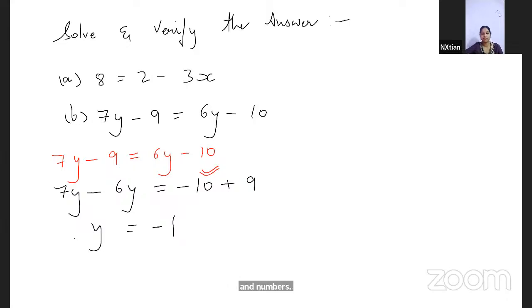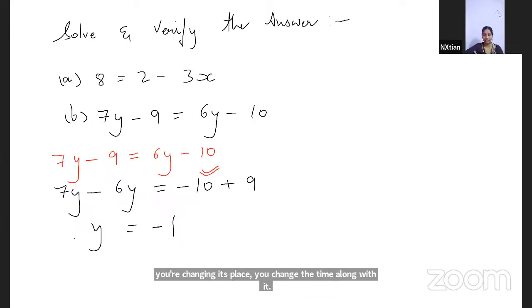Ma'am, how did minus 9 become plus 9? And why did 6y become minus 6y? Like I said, when you are taking one number or a term to the other side of the equals sign, when you're changing its place, you change the sign along with it. That's why we changed their signs.